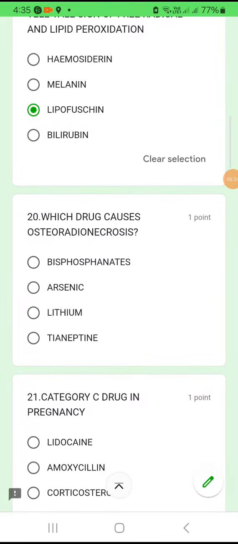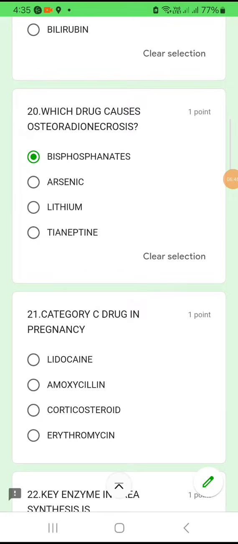Okay. Question number 20. Which drug causes osteoradionecrosis? Bisphosphonates, arsenic, lithium or tianeptine. Okay, the one which causes osteoradionecrosis among the four is bisphosphonates. So option A is the answer.